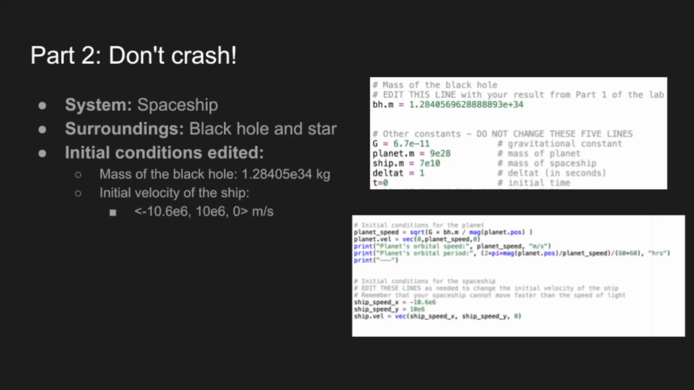Part 2, our system and the surroundings got changed. So first of all, the system was the spaceship, surroundings were the black hole and the star. Initial conditions that I edited were mass of the black hole, which is just from part 1, and initial velocity of the ship. I got negative 10.6 times 10 to the 6 as the x, and 10 times 10 to the 6 as the y, and we ignore z. And the unit is meters per second.